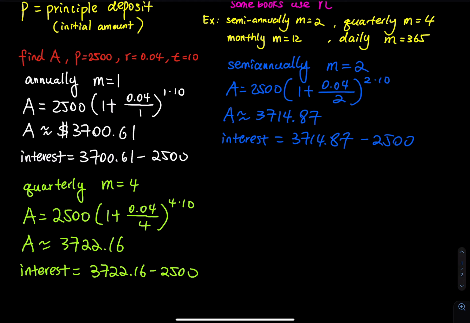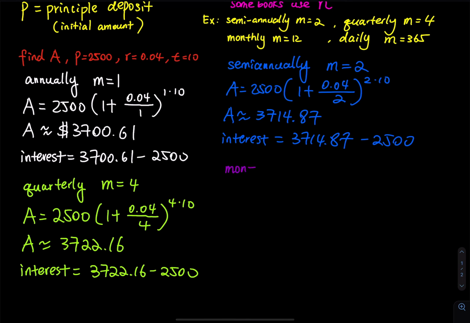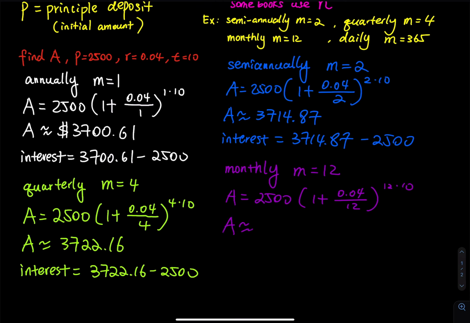The next one, how about monthly? How many months in a year? The answer is 12. So for monthly, then M is equals to 12. All right, so let's do that. So for monthly, we have M equals to 12. There are 12 months in a year, so A is equals to 2500, and then 1 plus the interest rate divided by 12 raised to 12 times 10. So this one, I did the math already. So this one I have approximately 37.08. Again, we keep 2 decimal places for money.